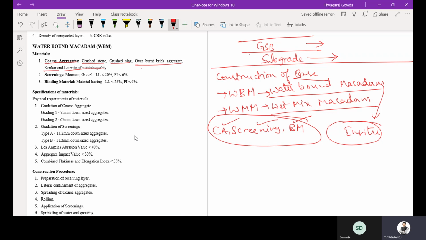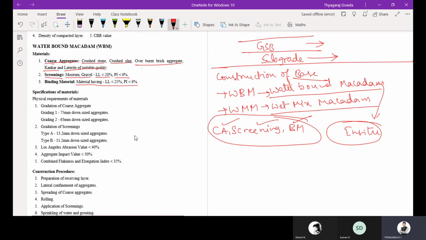Then the screenings: we use murram or gravel whose liquid limit is less than 20 and plasticity index is less than 6%. Then the binding material, to hold the aggregates and screening material in place or to fill the voids between the aggregates and the screening material, has a liquid limit less than 25% and a PI less than 6%.